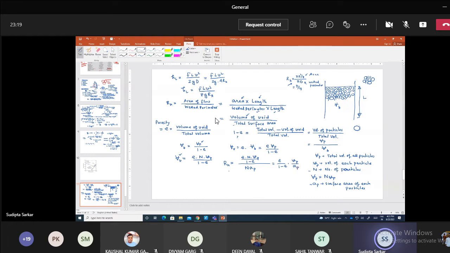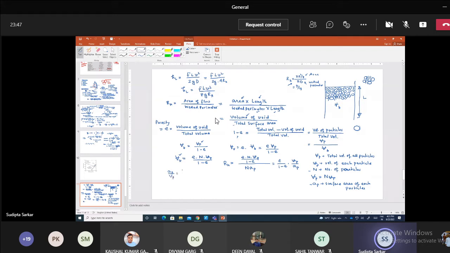Alright. So now you can see that things are lining up very nicely. And now, what is the value of small v by small a? If you consider a spherical particle, you can see that for spherical particles, AP by Vp is what?